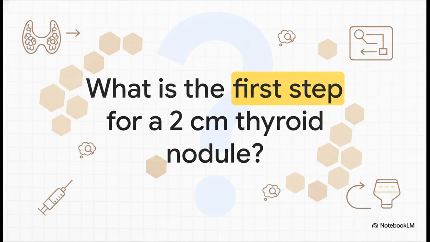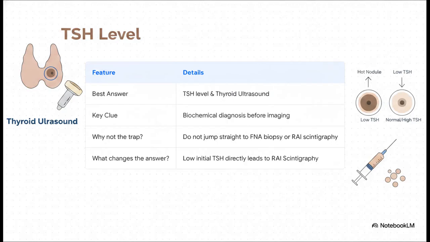You really have to stop and think about the pathway before you even reach for a needle or a scanner. Always prioritize the TSH level and ultrasound. Jumping straight to a fine needle aspiration biopsy or a radioactive iodine scan is a classic test day trap. You only proceed to radioactive iodine scintigraphy if that initial TSH comes back low, which indicates a potentially hyperfunctioning or hot nodule. Otherwise, you're evaluating for an FNA based strictly on the ultrasound features and the size of the nodule.